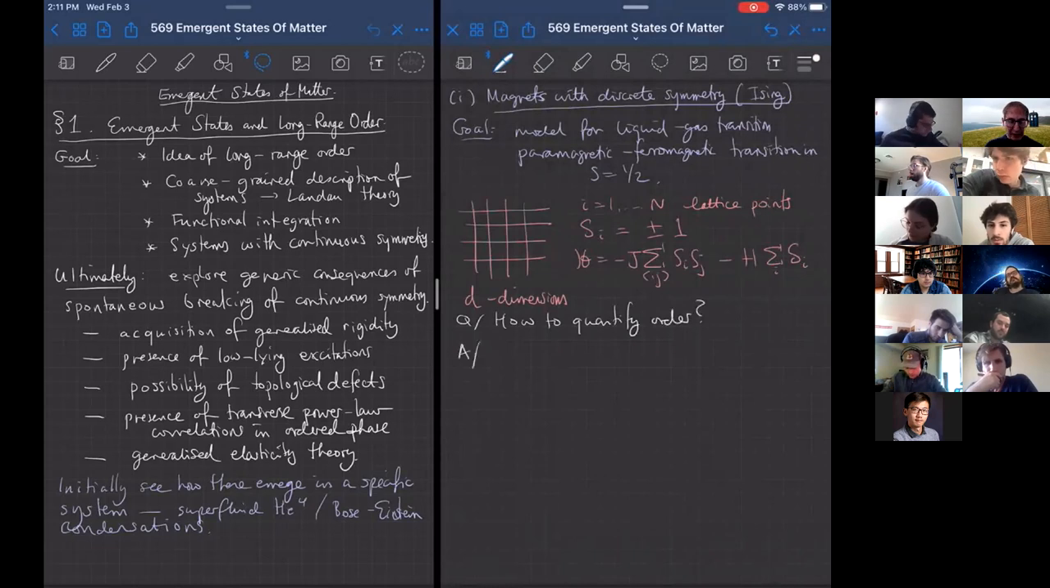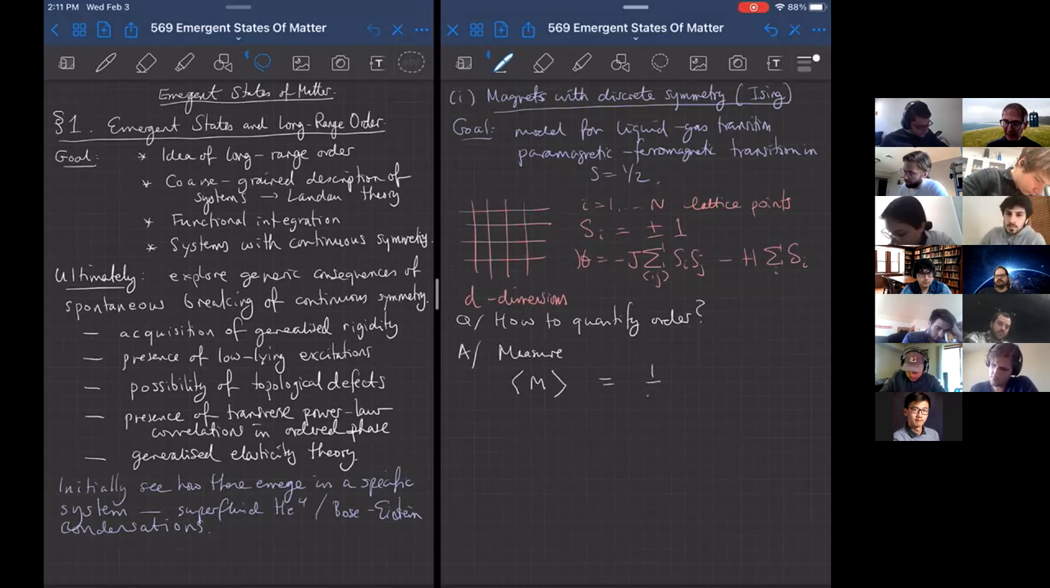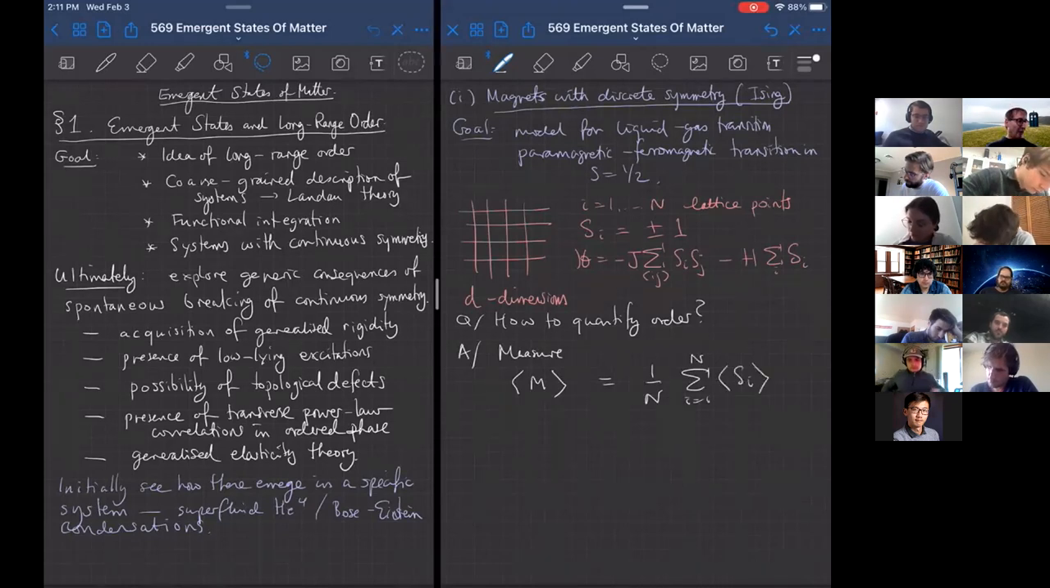And so our answer is that we measure the magnetization, which we'll define as this. So M is 1 over N, sum from i equals 1 to N of S_i.